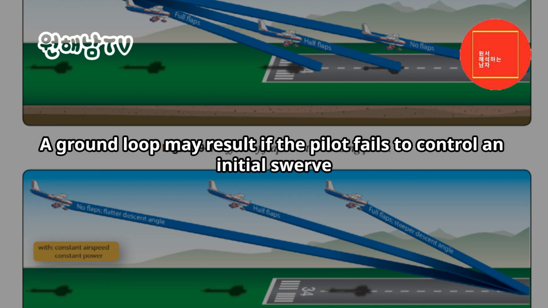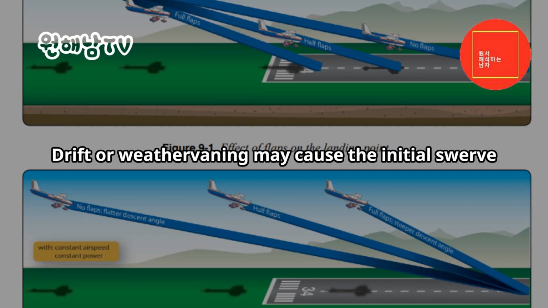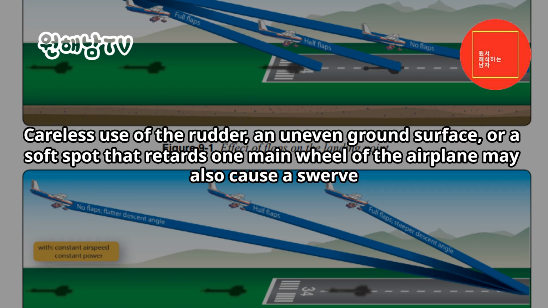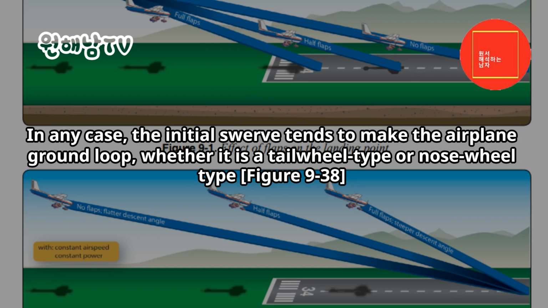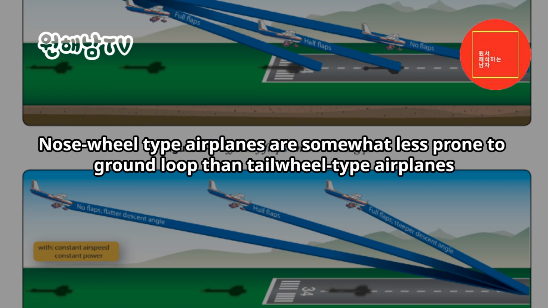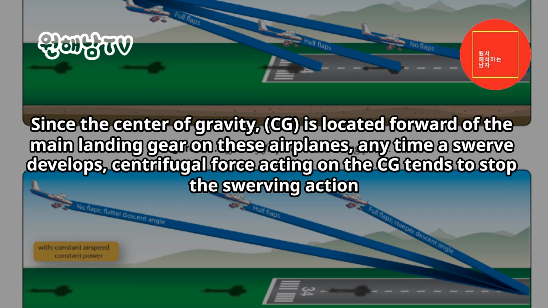A ground loop may result if the pilot fails to control an initial swerve. Drift or weathervaning may cause the initial swerve. Careless use of the rudder, an uneven ground surface, or a soft spot that retards one main wheel of the airplane may also cause a swerve. In any case, the initial swerve tends to make the airplane ground loop, whether it is a tailwheel type or nosewheel type. Figure 9-38. Nosewheel type airplanes are somewhat less prone to ground loop than tailwheel type airplanes. Since the center of gravity, CG, is located forward of the main landing gear on these airplanes, any time a swerve develops, centrifugal force acting on the CG tends to stop the swerving action.